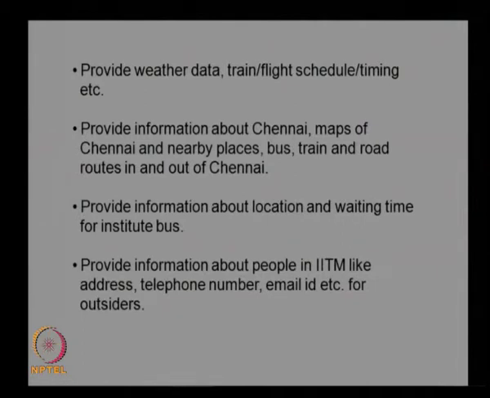So, we have an institute bus service. We can actually provide the timing of these bus services and what are the points where outsiders can actually get these bus services. Then provide information about people in IITM like the address, telephone number, email ID, etc. for outsiders. So, they can actually do a search in the net or the intranet and get the details of the information about people, especially faculty and other administrative staff.